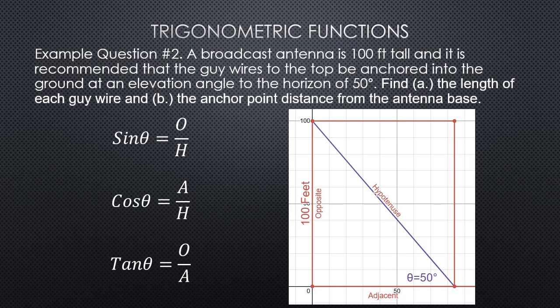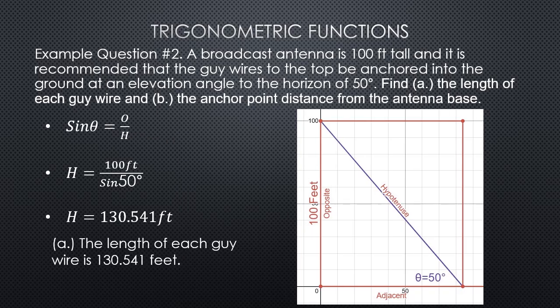And we can see that opposite of that angle is the height of our antenna. So that's the opposite. That's 100 feet. And our adjacent is going to be the distance from the base of the antenna to where we're going to anchor these guy wires. So that's our adjacent. So we're going to review our SOHCAHTOA formulas and start figuring out which one goes to which.